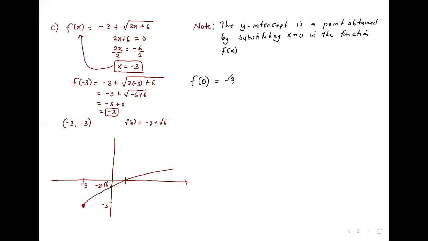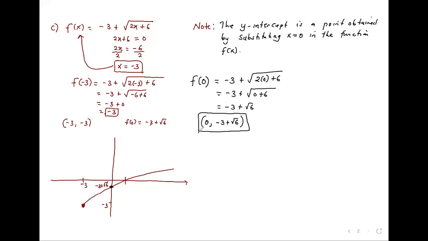Meaning you go to the function f, where there is x, put 0. Then evaluate 0 plus 6. So we have -3 plus root 6. The point is called (0, -3 plus root 6). This is the point sketched here. Very, very important. This line, this point here. So take note.